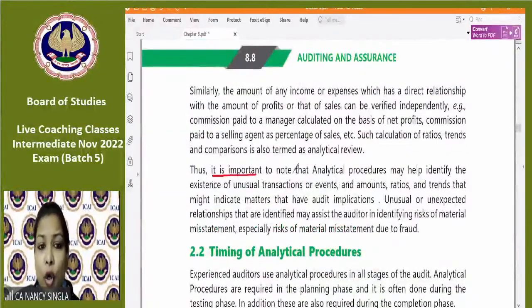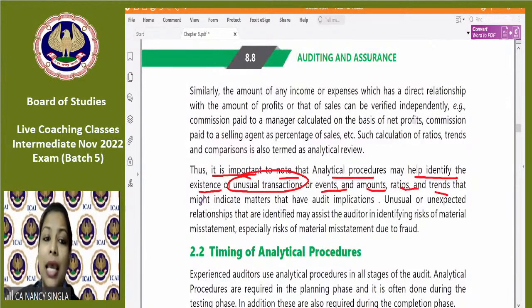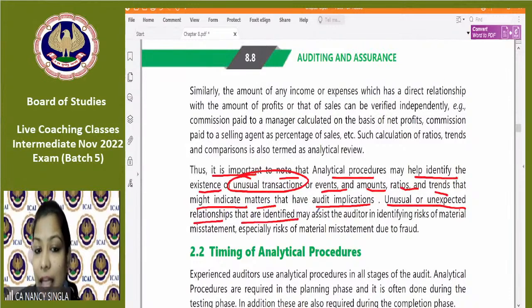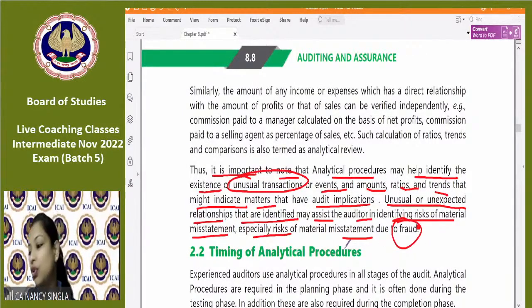Thus, it is important to note that analytical procedures may help identify the existence of unusual transactions, events, amounts, ratios, and trends that might indicate matters that have audit implications. Unusual or unexpected relationships that are identified may assist the auditor in identifying risk of material misstatement, especially risk of material misstatement due to fraud.